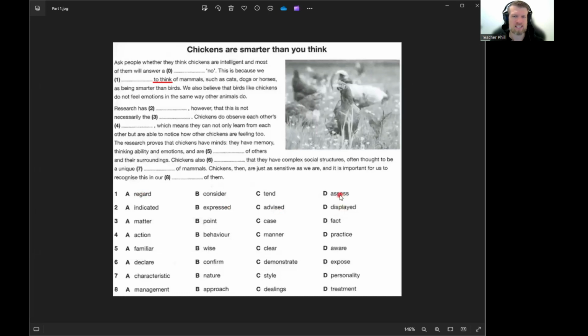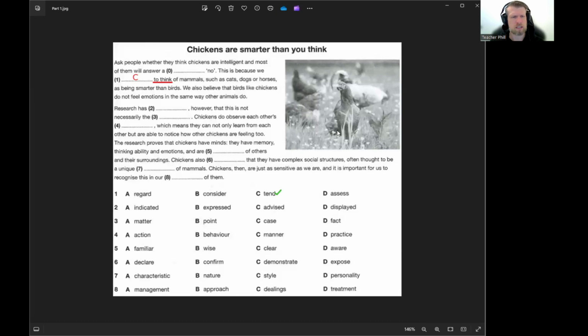Assess. We assess to think. That doesn't make a lot of sense. So here I'm pretty sure that C, tend, is the correct option. So I will put a C in here. And I will also just give this a tick so you know which option I'm thinking of.